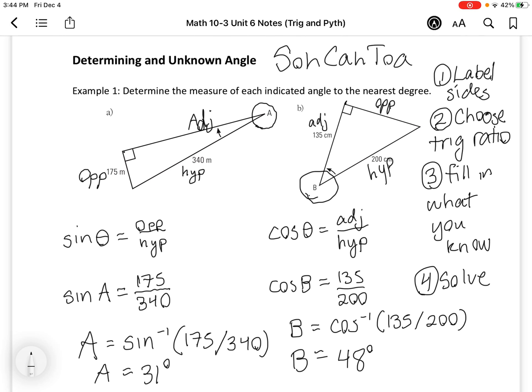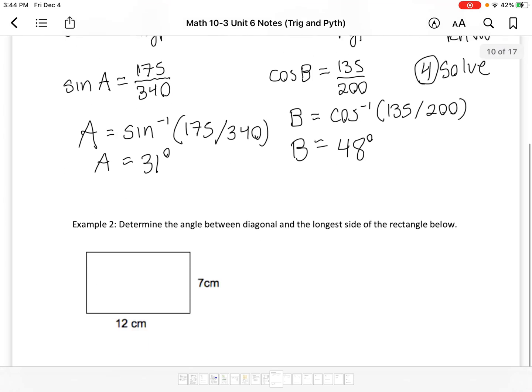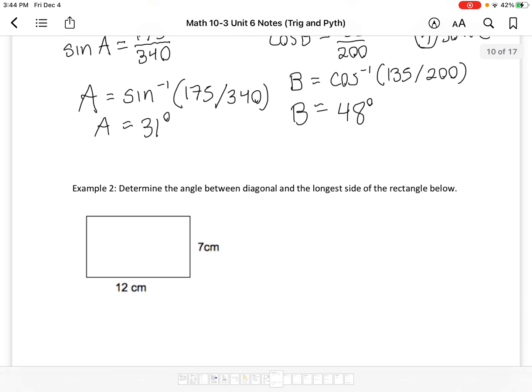All right, one last example before I let you go on your way to practice some of these. Example 2: determine the angle between the diagonal and the longest side of the rectangle below. Well, we don't have a diagonal in there, so we should probably draw that. Here it is. There's the diagonal.